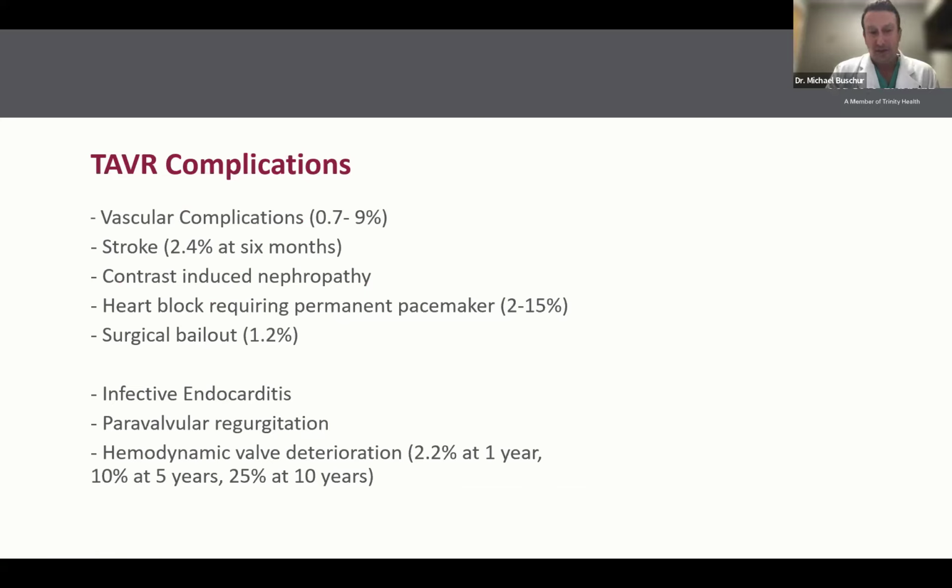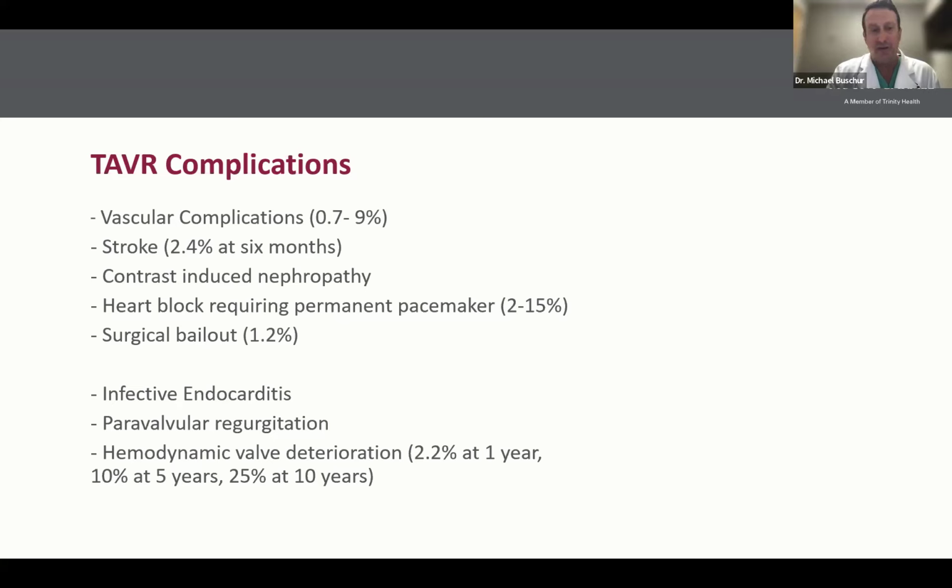So in terms of complications for TAVR, there's a lot of potential complications, and that's why we do a lot of testing, including the CAT scan and the cardiac catheterization beforehand. We don't want there to be any surprises on the day of the procedure. And with all the testing that we do, we have a much higher chance of being successful.